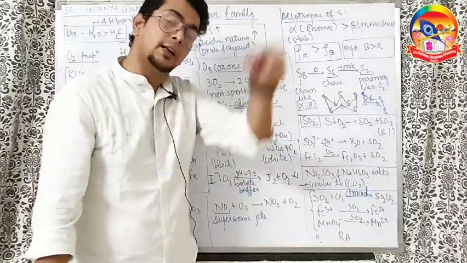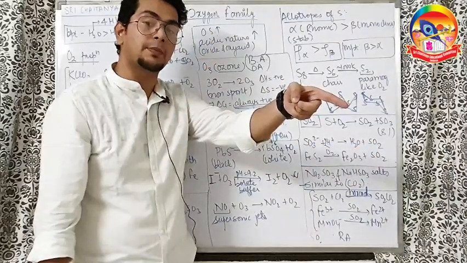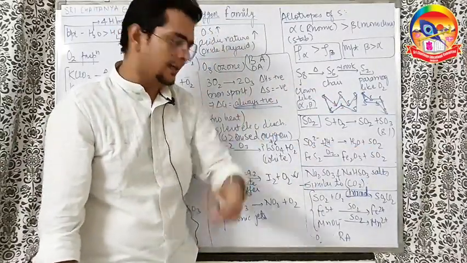FeS2, any sulfide ore, in metallurgy we have read on roasting, SO2 gas comes out, and this SO2 gas is used for the preparation of sulfuric acid also, which is the next topic.